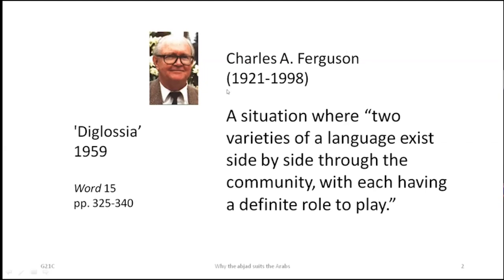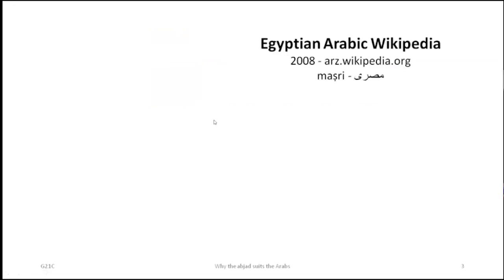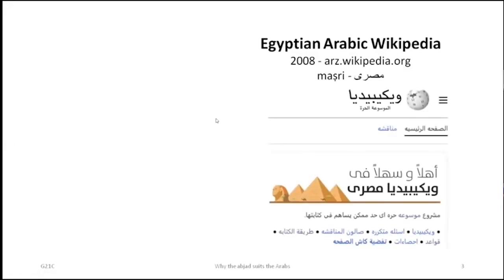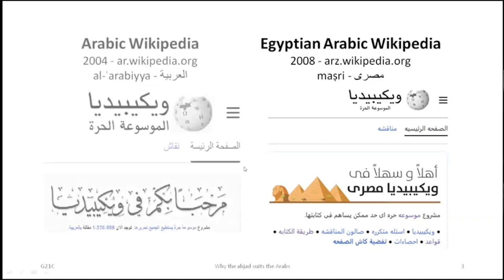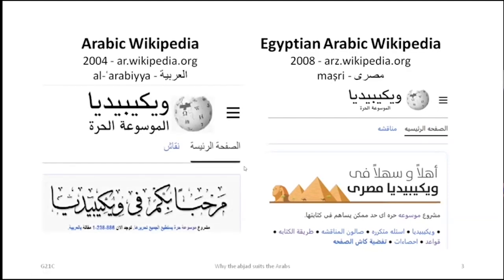In 2008, an edition of Wikipedia in Egyptian Arabic was created. Wikipedia Masri, an adjective meaning Egyptian, parallel to the 2004 Arabic edition. This constituted a further step towards the dialect's legitimation as a language in its own right, capable of dealing with all the fields of human knowledge to be found in an encyclopedia.